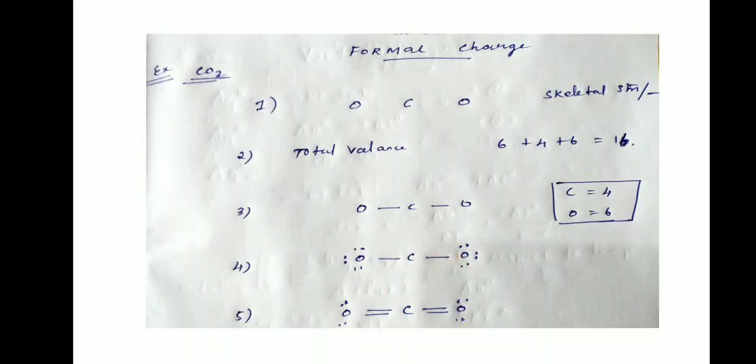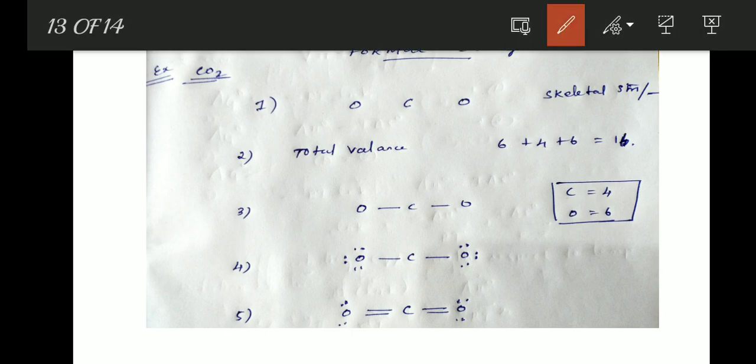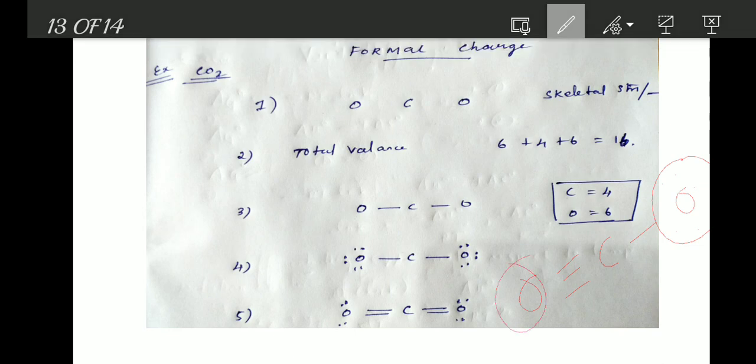O double bond C double bond O, and another structure, O double bond C single bond O. Here this oxygen has 6 lone pair electrons, and this oxygen has 2 lone pair electrons.